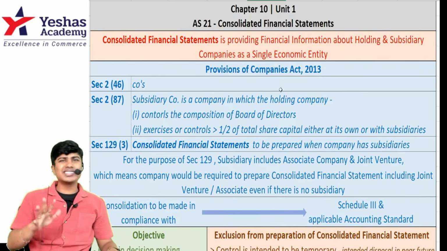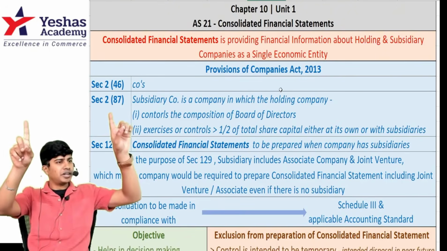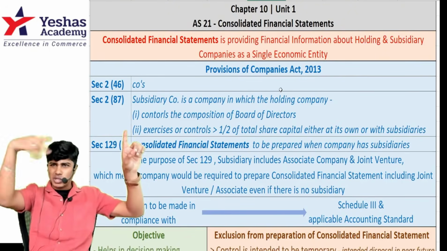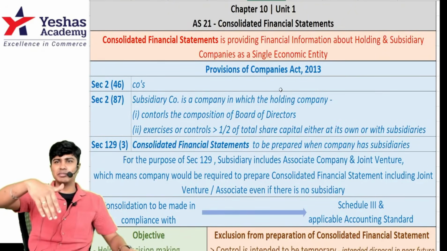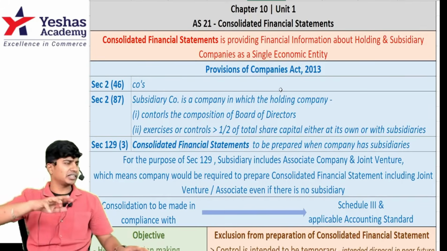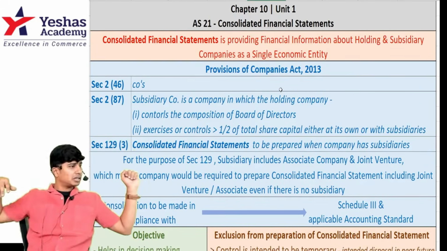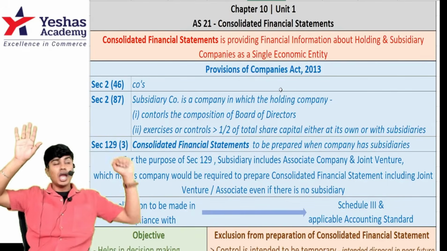To begin with, what is consolidation? Why do we do consolidation? There's a holding company, there's a subsidiary company. The holding company is called a holding company because it has a subsidiary company. That is because it has more than 50% stake in that company. For our understanding, let's assume the holding company has 100% stake in the company.